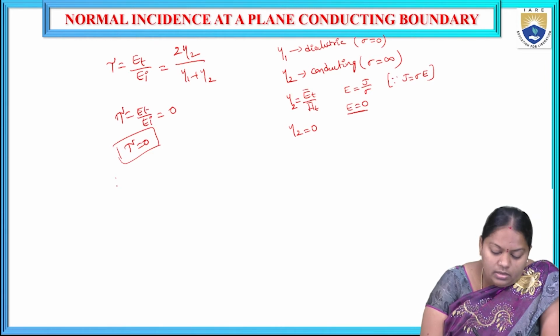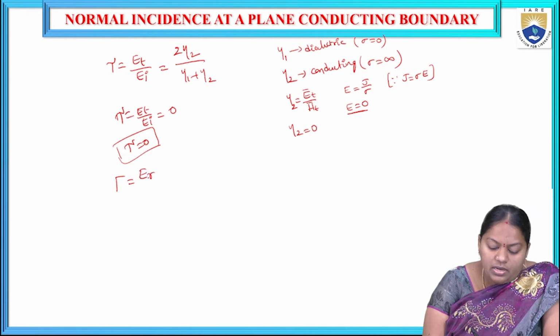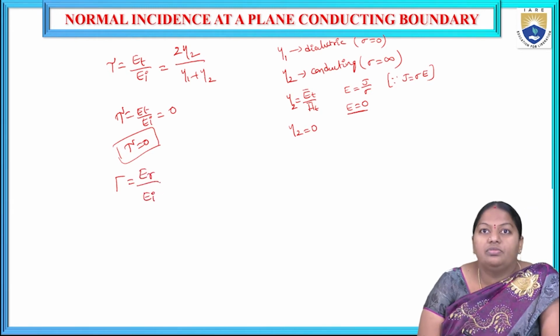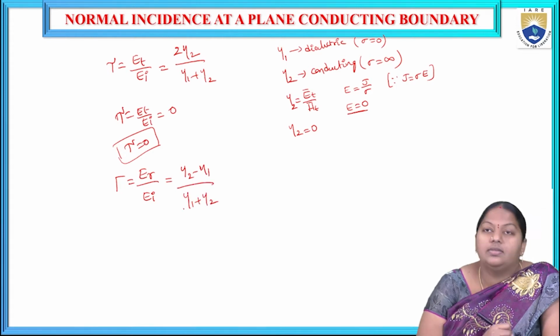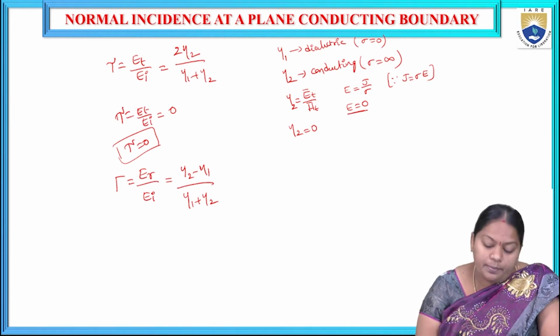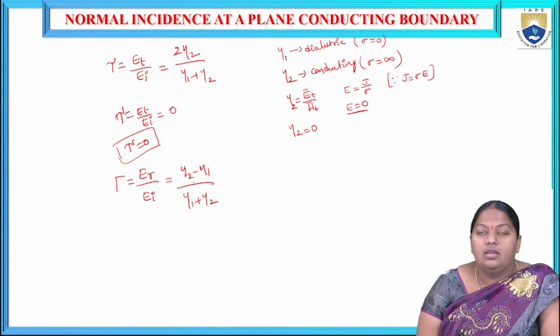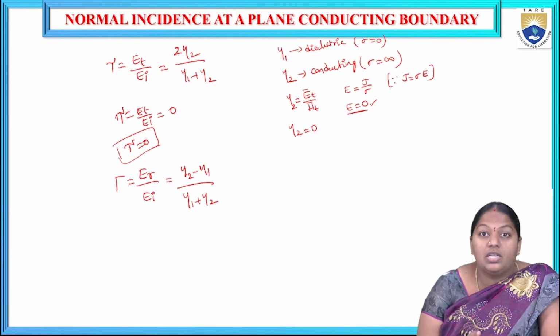Right? Similar to that, the next coefficient is called gamma. This gamma is the ratio of the reflected wave field strength to the incident wave field strength. Gamma equal to ER by EI equal to, what is the formula we got for normal incidence at a plane dielectric boundary? That is eta 2 minus eta 1 by eta 1 plus eta 2. Right? Where eta 1 is the intrinsic impedance of the dielectric medium, eta 2 is the intrinsic impedance of the conducting medium. Right? As we know, according to that analysis, E equal to 0 for medium 2, that is the conducting medium.